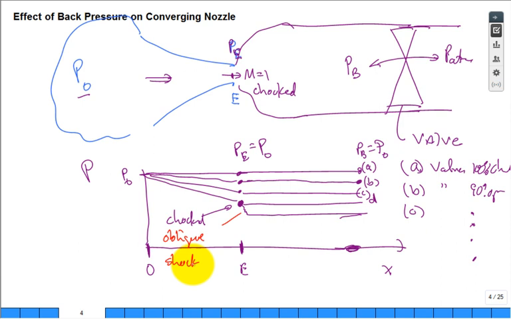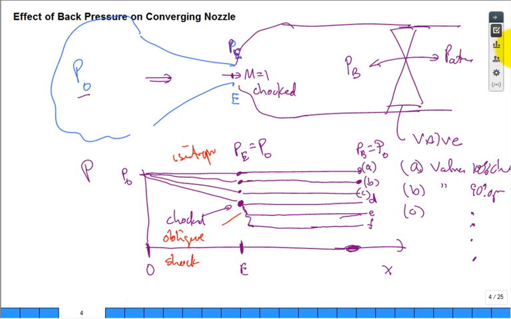So I forgot to emphasize, all of this flow is isentropic, except for when you have a shock. The shock, you're going to have irreversibilities across that shock. Let's say this is case E, and let's say you open the valve more. There's case F. Well, the back pressure goes down. What increases in intensity? The shock and the pressure drop across that shock.